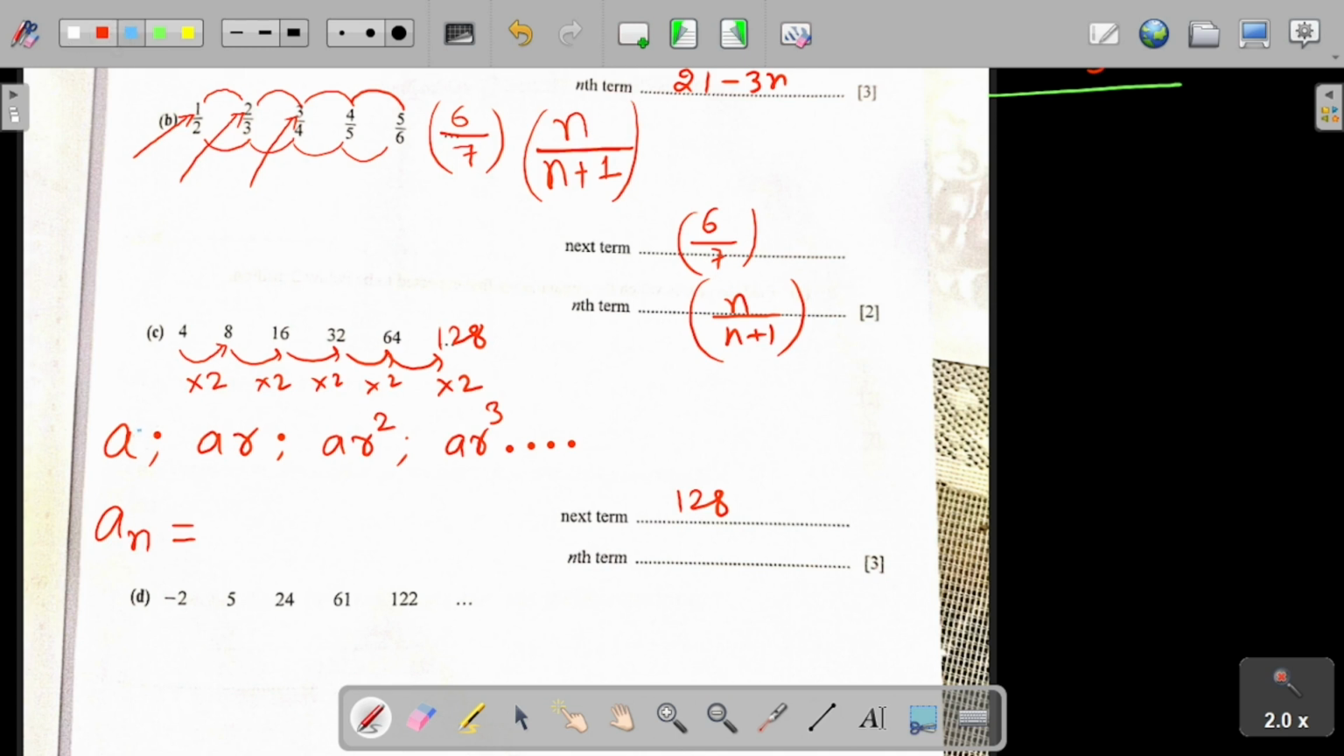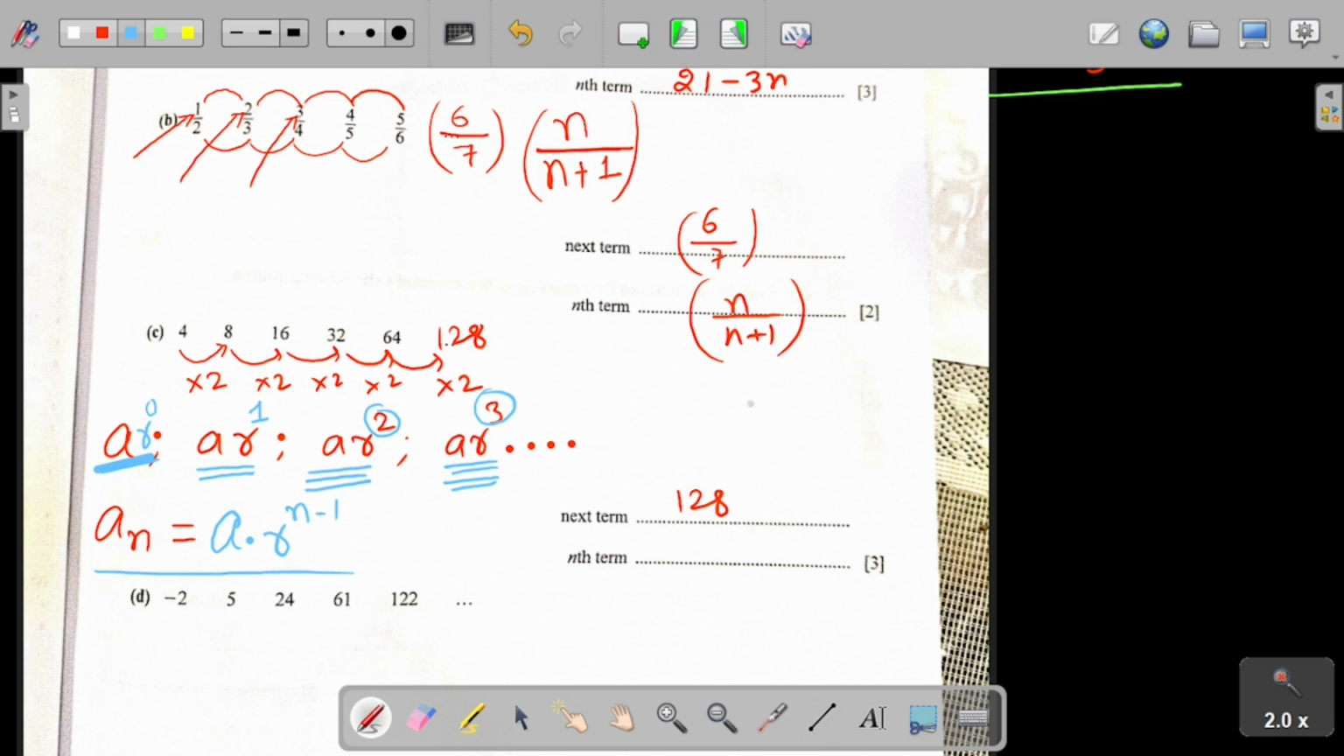If this is the first term, its power of r is 0. If this is the second term, power of r is 1. If this is the third term, power of r is 2. If this is the fourth term, the power of r is 3. And a is common to all the terms. So if you want to write its nth term, it should have a and r raised to power n minus 1. So that's the condition for its nth term.